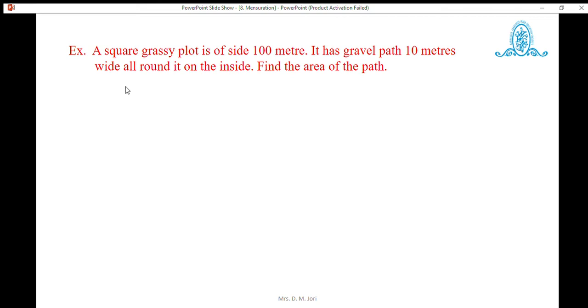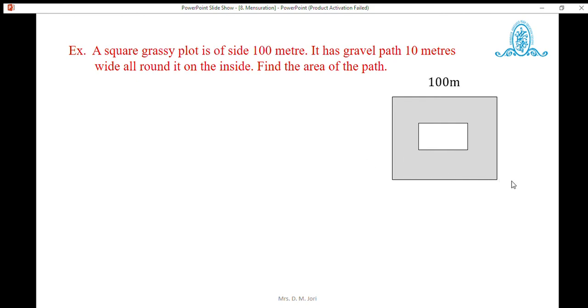Next, a grassy square plot is of side 100 meters. It has a gravel path 10 meters wide all round it on the inside. Find the area of the path. So this type of plot it is. A square grassy plot is of the side 100 meters. So the side is 100 meters.